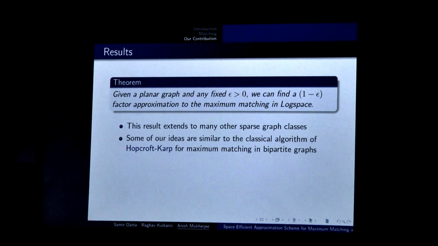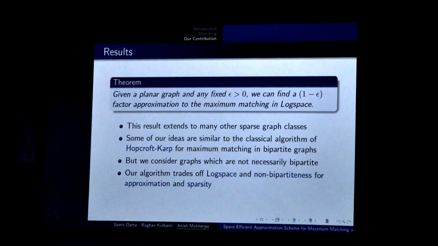Some of our ideas are actually similar to the Hopcroft-Karp algorithm, which works for bipartite graphs using augmentation. But we are considering graphs which are not necessarily bipartite for finding a matching. And you can think of this work as a trade-off between log space and non-bipartiteness, but with approximation and sparse graphs.